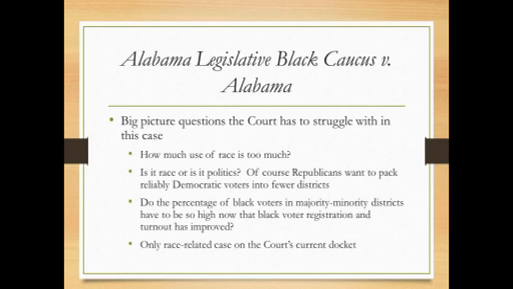So the second question the court has to wrestle with is: is this race or is this politics? If you're a Republican, of course you want to pack more reliably Democratic voters into fewer districts. And considering blacks in Alabama vote so, their voting is so highly correlated with their status as Democrats that it's hard to tease out whether Alabama was focusing on race or was it just focusing on party? Because they're so connected.